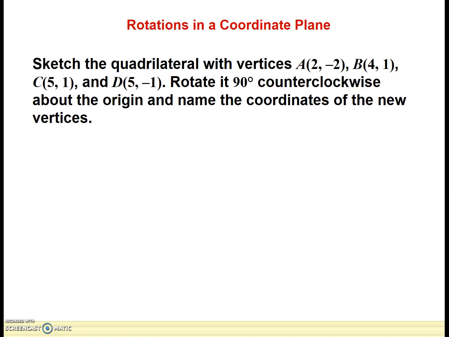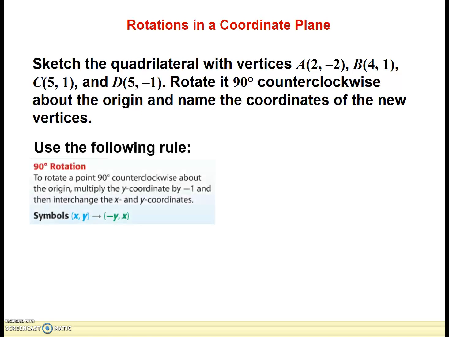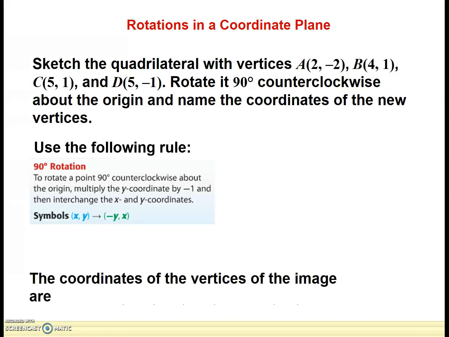And so really we don't need a picture here now that we have that rule, but the rule essentially is going to be taking the x and the y coordinate and switching them around. So the coordinates of the vertices of our image are going to take the (2, -2), and we're going to flip it around and change the y value so it becomes (2, 2). The B value is going to be (4, 1). It's going to change to (-1, 4). C is going to become (-1, 5), and D is going to become (1, 5).